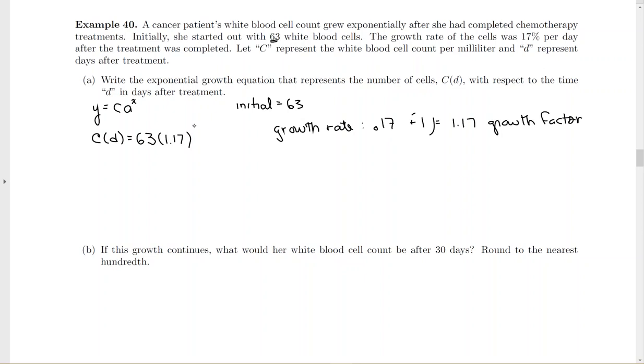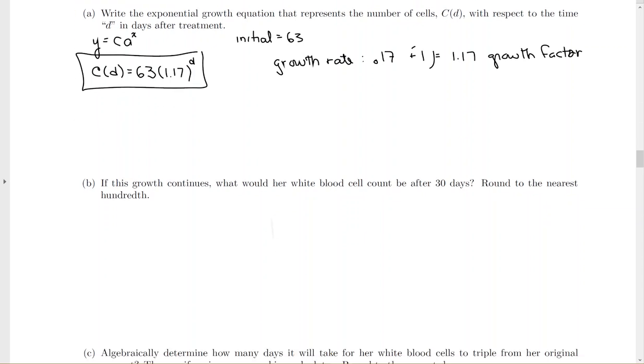And then the variable D is my input variable. So that's my exponential growth equation. That's all they need right there. Then we're going to use that equation to answer the next few questions. So if this growth rate continues, what would her white blood cell count be after 30 days? So again, the D represents days. I plug in the number 30 into that equation.